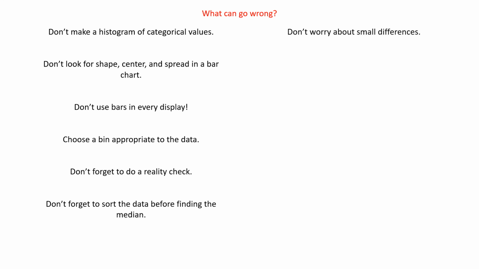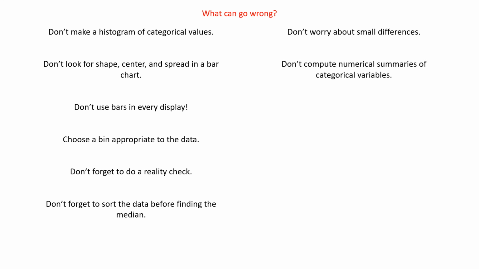Don't worry about small differences. It could be rounding errors. It could be in finding 5-number summaries, there's not a firmly agreed upon way of finding the quartiles. Do you include the median in your endpoints of quartiles? Do you not? So there are little differences here or there, but it's not going to affect the overall picture or shape. They're basically just rounding errors. Don't worry too much about those.